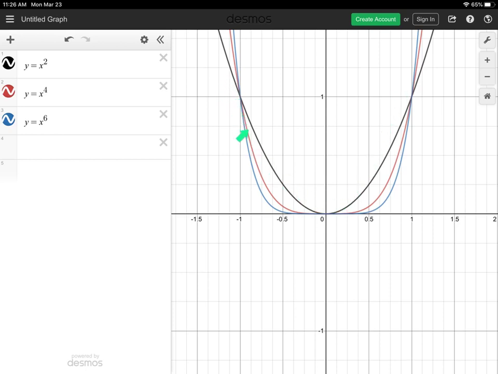Now the red function, the one that's maybe a little bit wider, you could say a little bit flatter at the bottom, that's your x to the 4th function. That's called quartic. You don't really reference it as quartic too much, but that's its official name. You can see that also goes through the origin, is just a little bit wider and a little bit flatter at the bottom. And then the last one, the blue one, is x to the 6th.